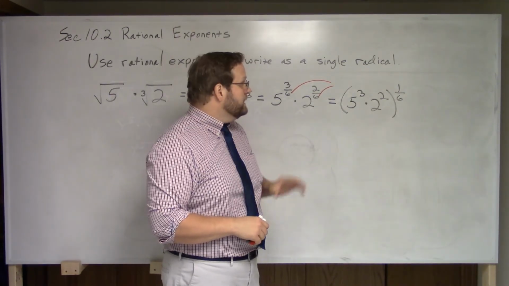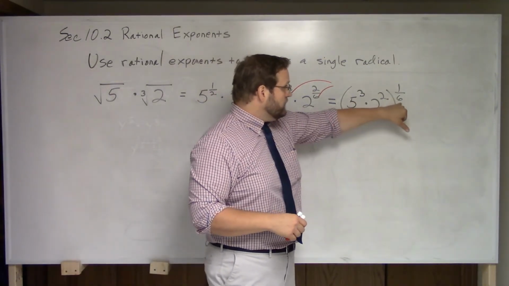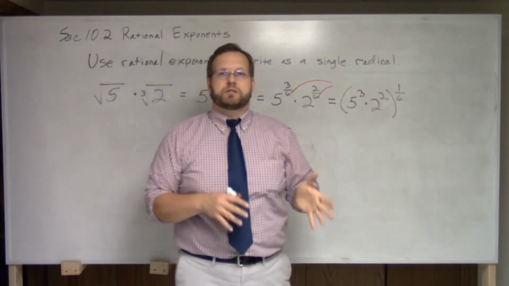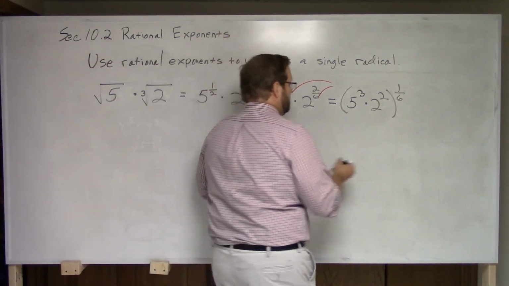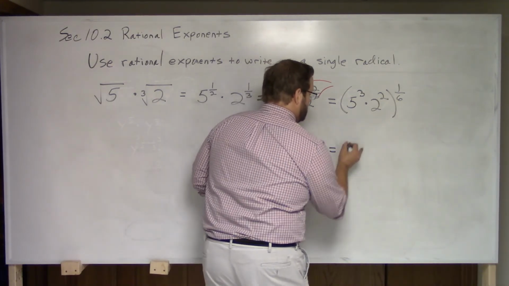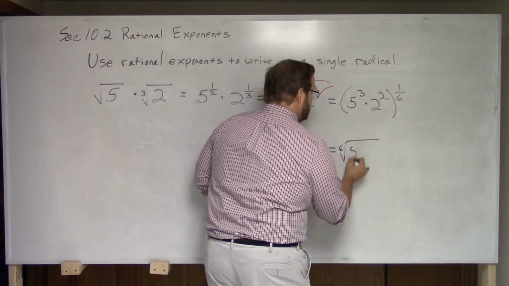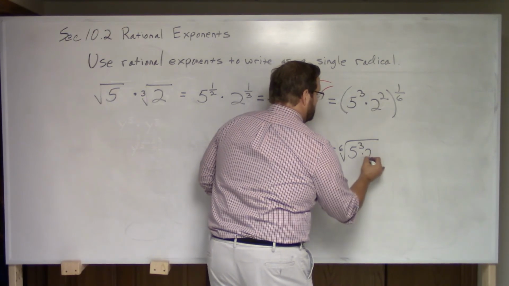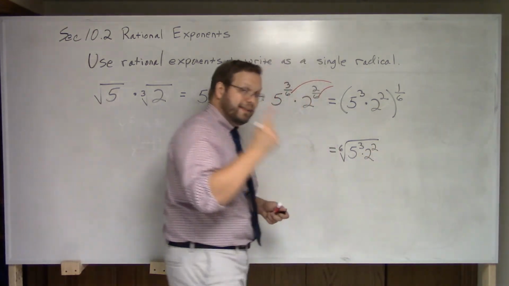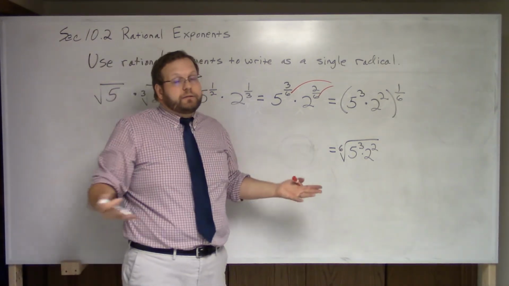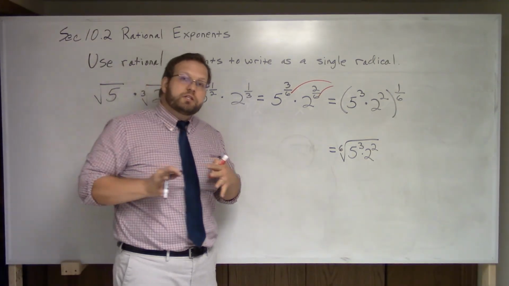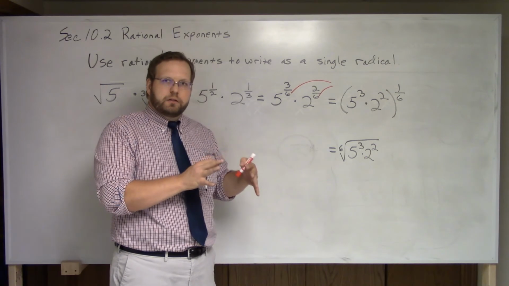Okay? Now, remember, if I had a 1/2, it was a square root. 1/3 cube root. 1/6, I have a 6th root of 5 cubed times 2 squared. That's a single radical. Now technically, you did what they asked. You could be done, but it's always good to spell that out a little bit more.